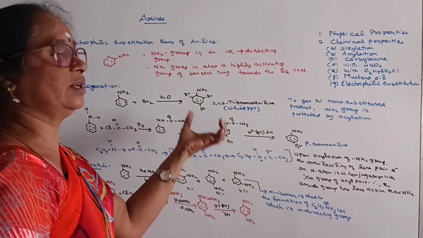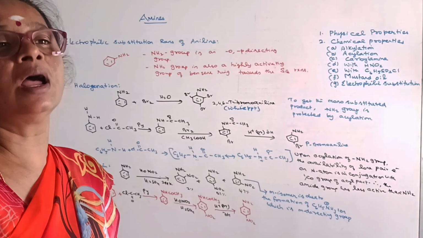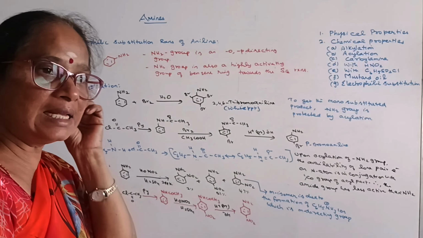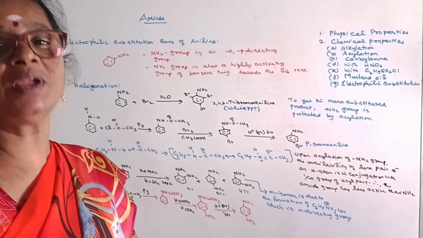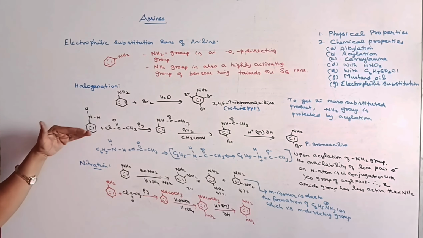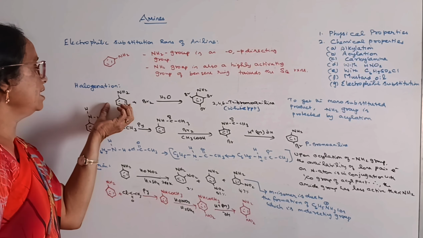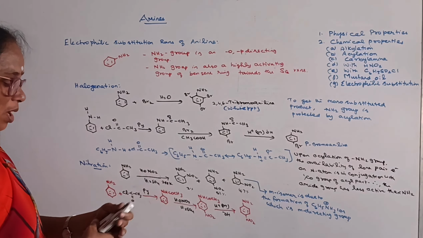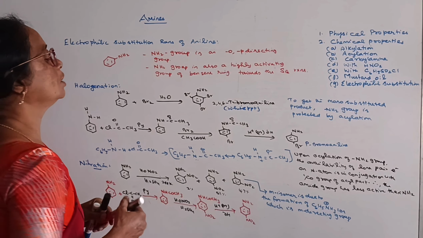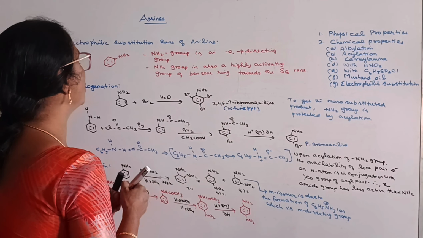Usually they give a polysubstituted product, or an undesirable product will also be formed. So let us discuss one by one. Halogenation reaction. When aniline is treated with bromine water, it forms 2,4,6-tribromoaniline.